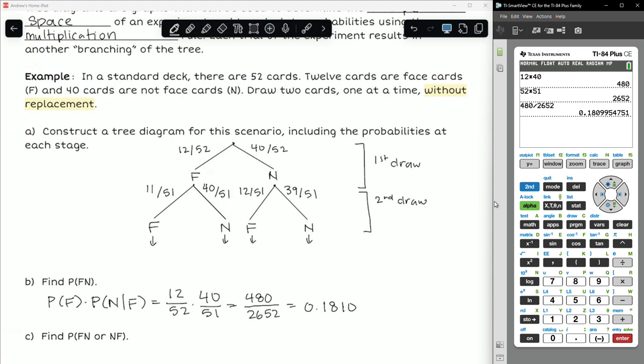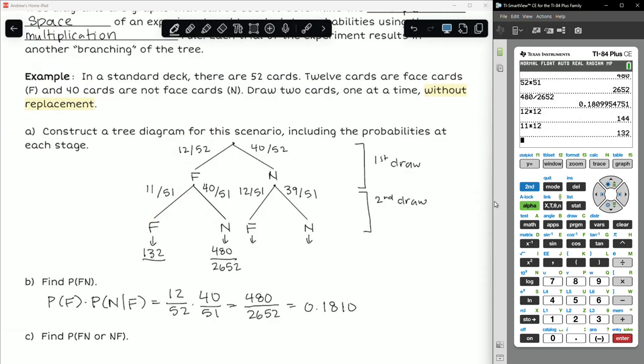Now that we know how we're calculating each branch, we're going down the branches and multiplying the probabilities. So I'm going to go ahead and do that for all of these. We just calculated this branch here, so I know what that looks like. That's going to be 480 over 2652. For the rest, it's a similar idea. So 12 times 11, so this branch would be 132 out of 2652. The next one, that's a 40 times a 12, which I just did, 12 times 40. That's also going to be 480 out of 2652. And then my last branch is going to be 40 and 39, which is 1560.